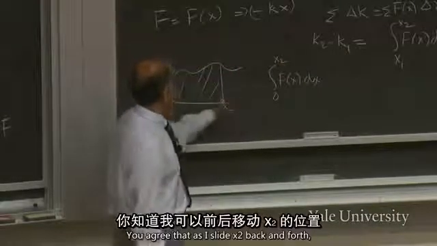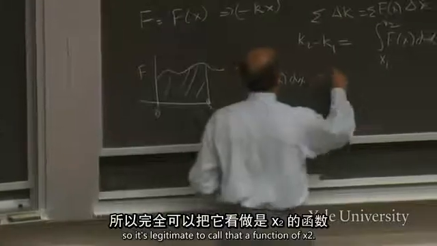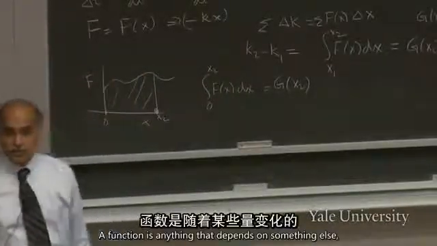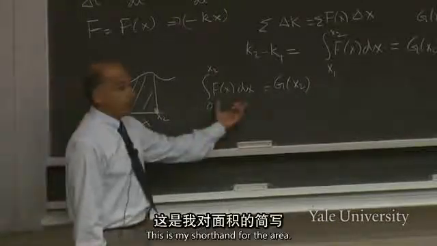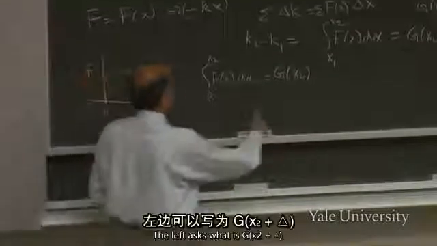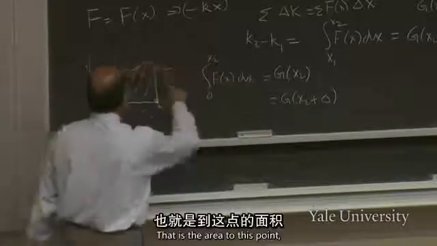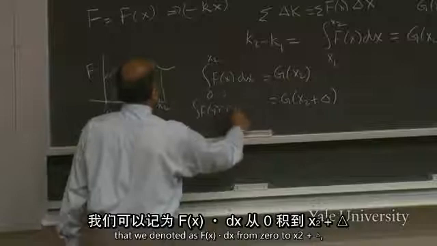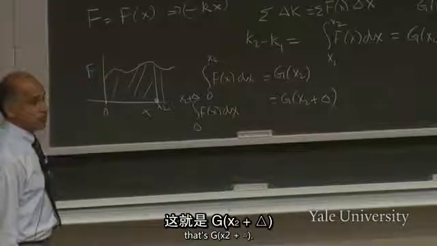You agree that as I slide x2 back and forth, the area is varying with x2, so it's legitimate to call that a function of x2. A function is anything that depends on something else, and we all agree that if the point x2 moves, the area moves. This is my shorthand for the area. The starting point is nailed at 0. This is g of x2. Then let's ask, what is g of x2 plus delta? That is the area till this point. That we denote as the integral of f of x dx from 0 to x2 plus delta. That is g of x2 plus delta.